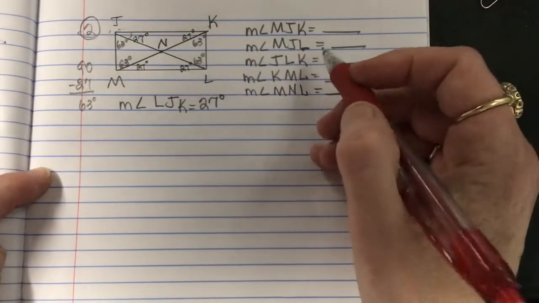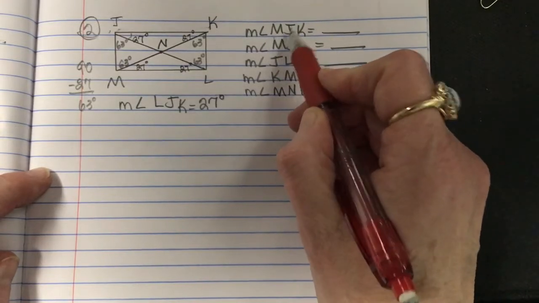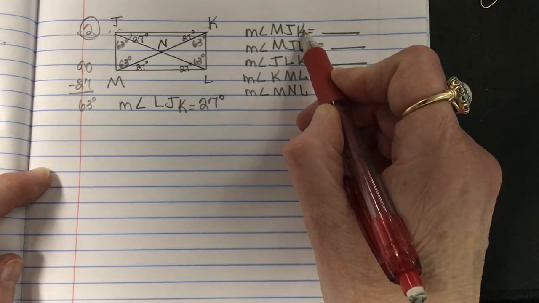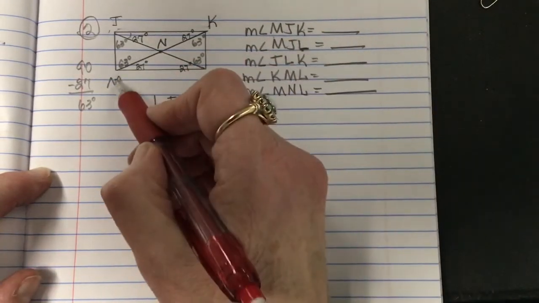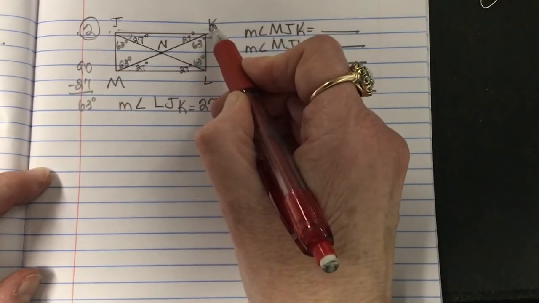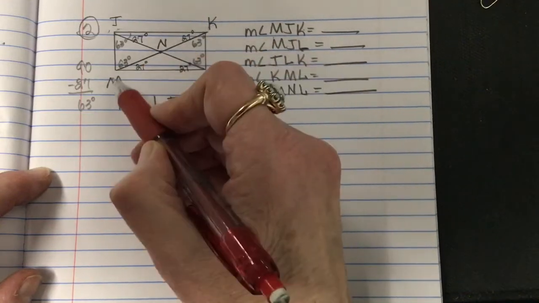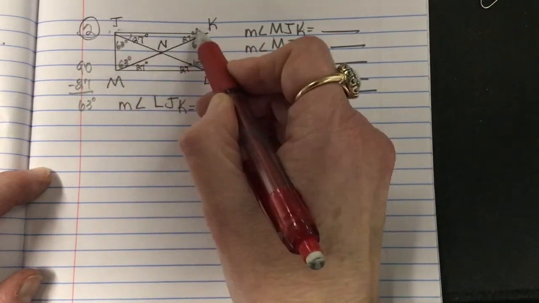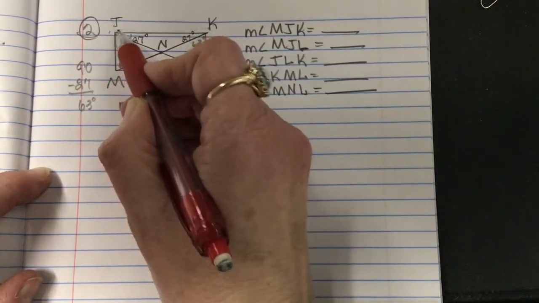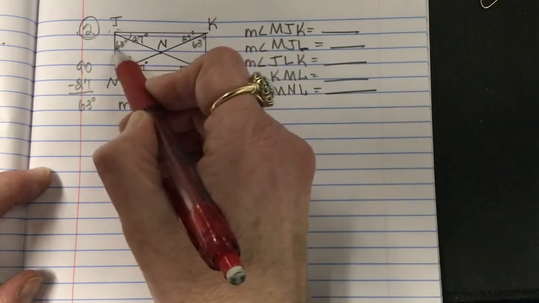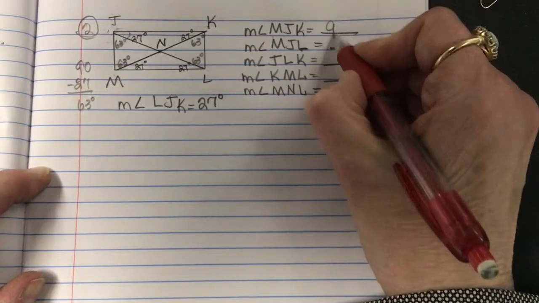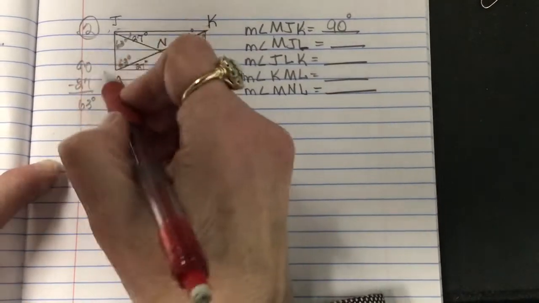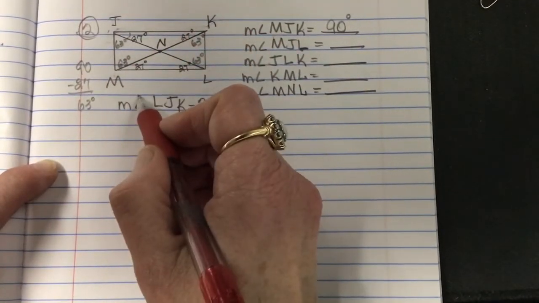So find angle MJK. Start at M, go to J, and go to K. So what's MJK? M to J. Now wait a minute. MJL would be 63. MJK, what is that? That's a 90-degree angle. Follow your letters.